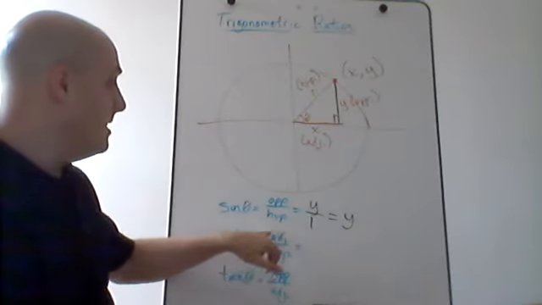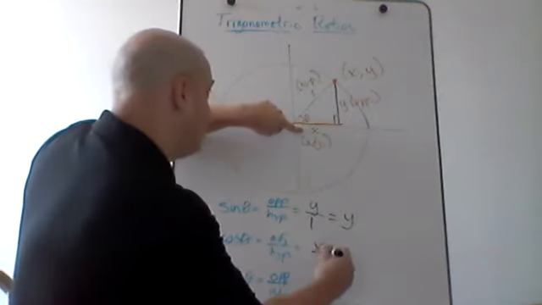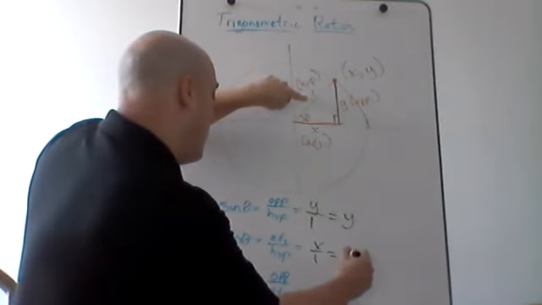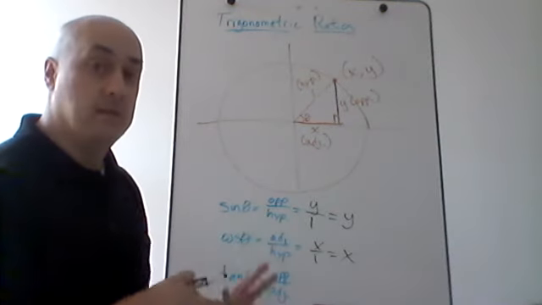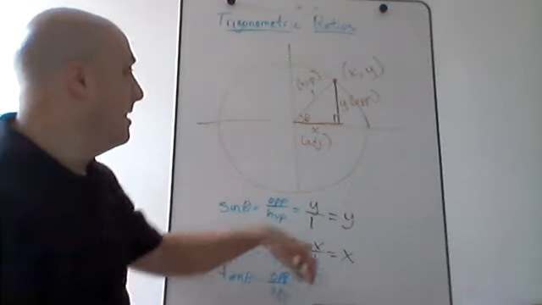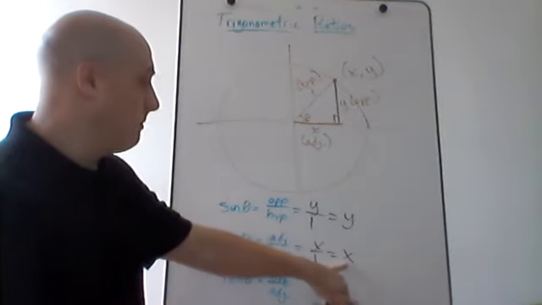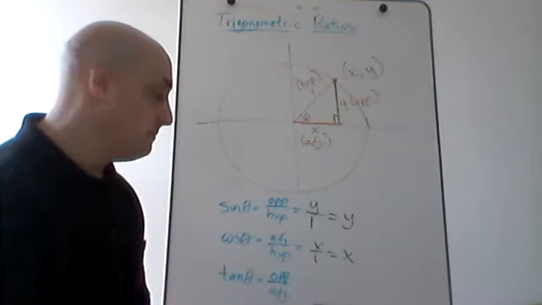Right? Cosine of theta is the adjacent side over the hypotenuse. My adjacent side is x, my hypotenuse is 1, and x over 1 equals x. Right? And if you think back to the definition of cosine in terms of the point on the unit circle, the cosine of theta is the x coordinate of that terminal point on the unit circle. So cosine theta equals x.